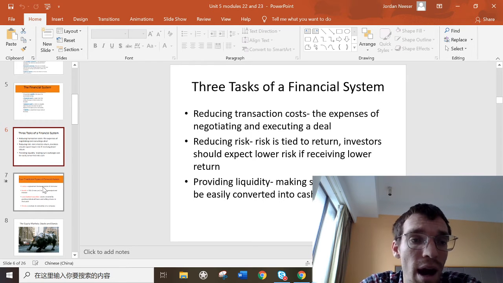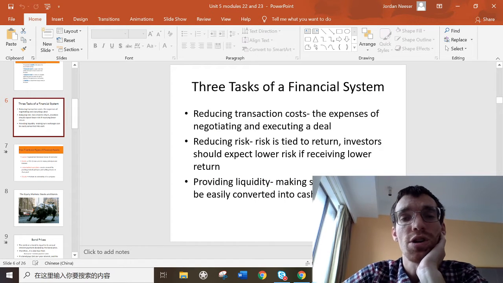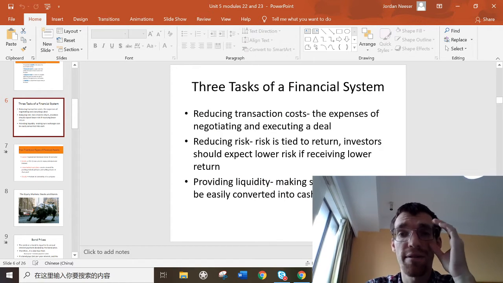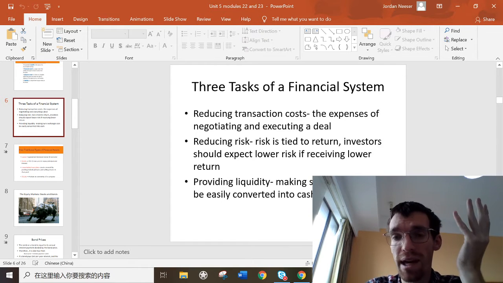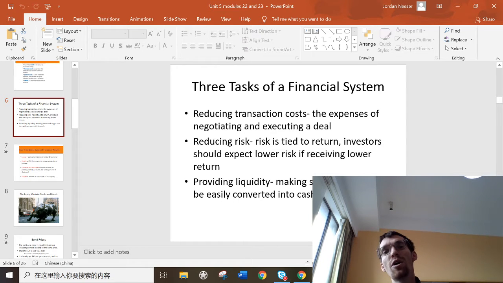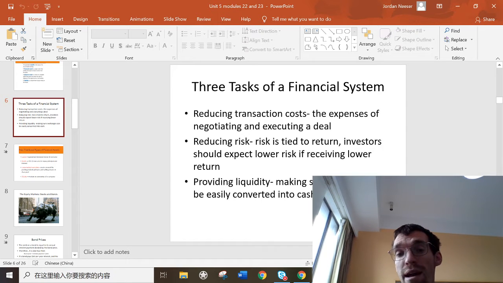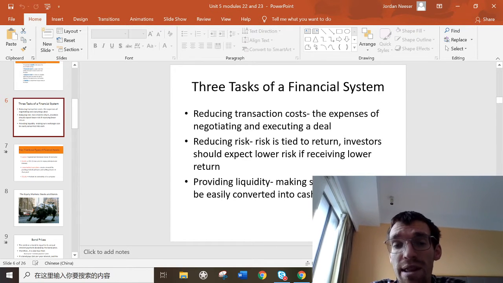So, okay, now that we've talked about these terms, let's look at the tasks of a financial system. So there's three major tasks that a financial system is charged with. Reducing transaction costs, meaning making sure that costs are cheap and efficient when executing deals. Reducing risk, because investors don't want to take on high levels of risk when they invest or when they trade. And then finally, providing liquidity.